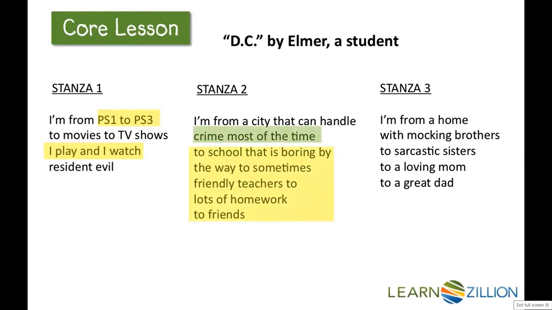In stanza 3, I'm from a home with mocking brothers, to sarcastic sisters, to a loving mom, to a great dad. Line 14 has an example of alliteration, sarcastic sisters, where the S sound is repeated. Also, lines 14 to 16 repeat the same to pattern as in stanza 2. To a loving mom, to a great dad.